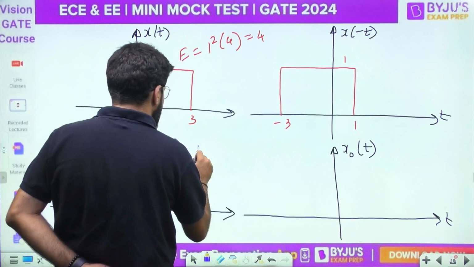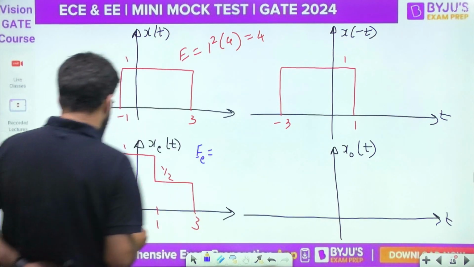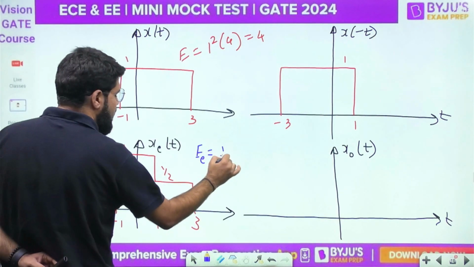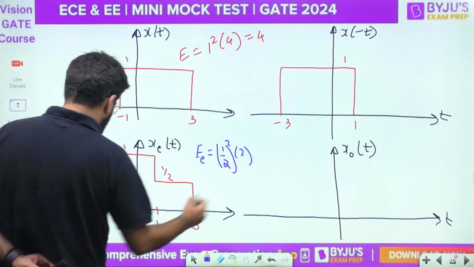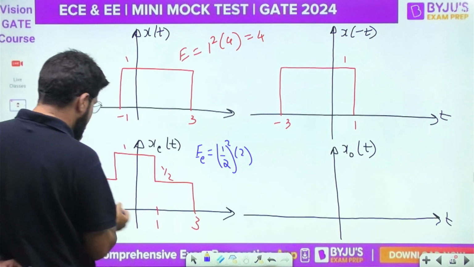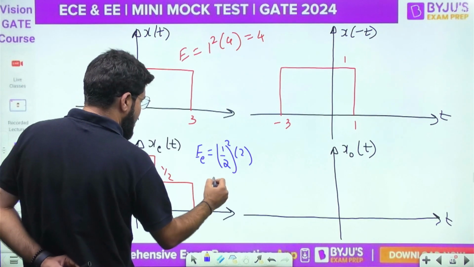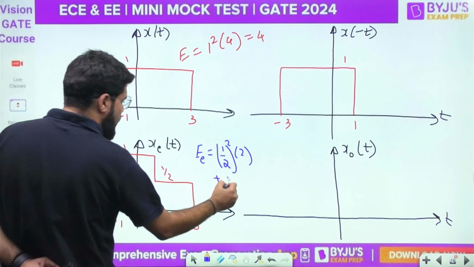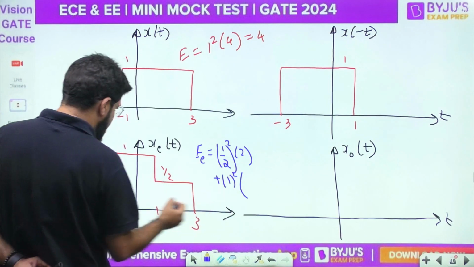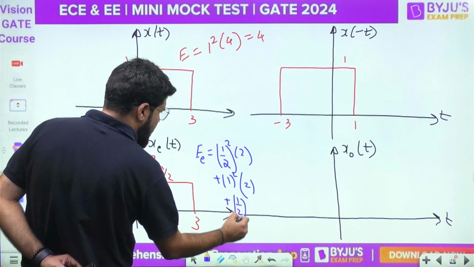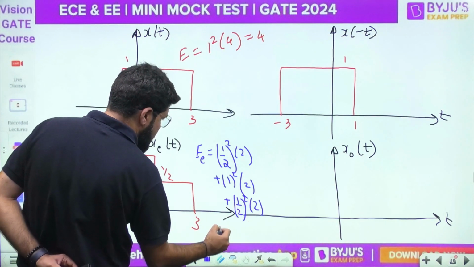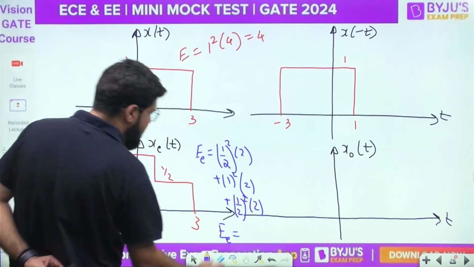What is the EE? Now can we relate? Okay, first amplitude square, 1 by 2 ka square, is multiplied by the duration 2. Then next portion, amplitude square, 1 ka square is multiplied by duration, which is again 2. Next, 1 by 2 ka square again multiplied by duration 2. So what is the EE, energy of the E signal?